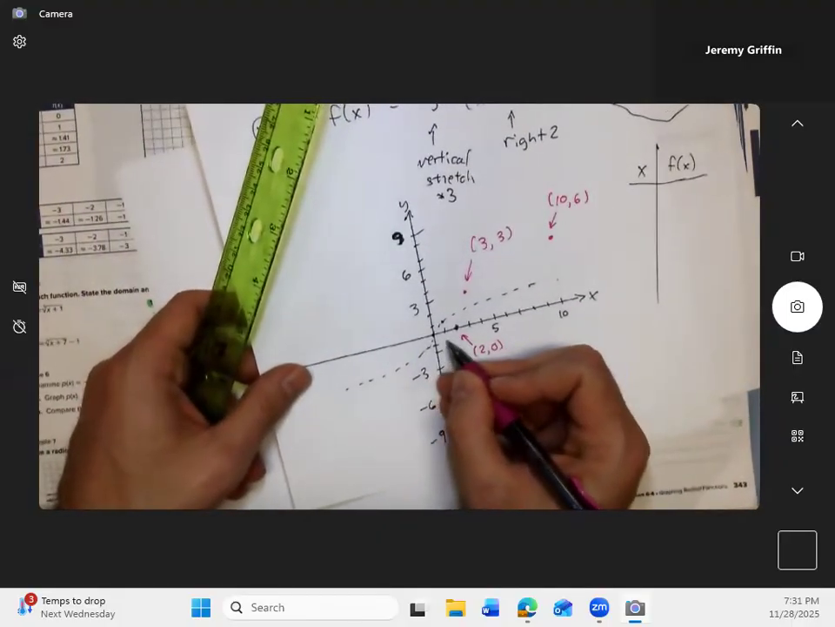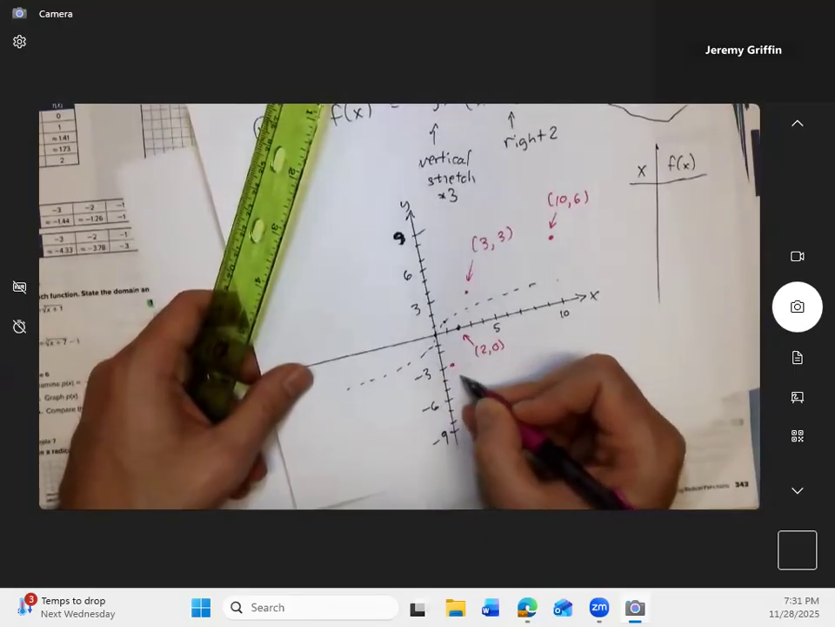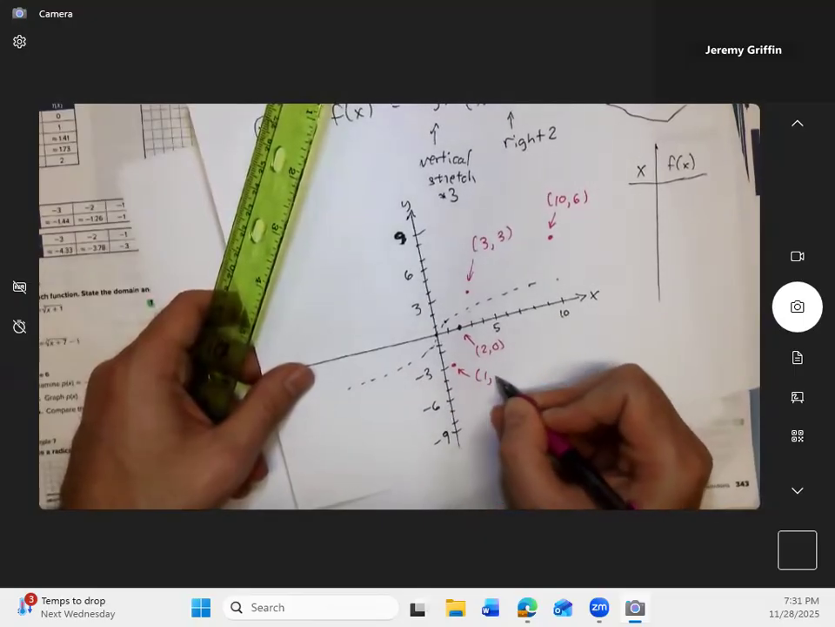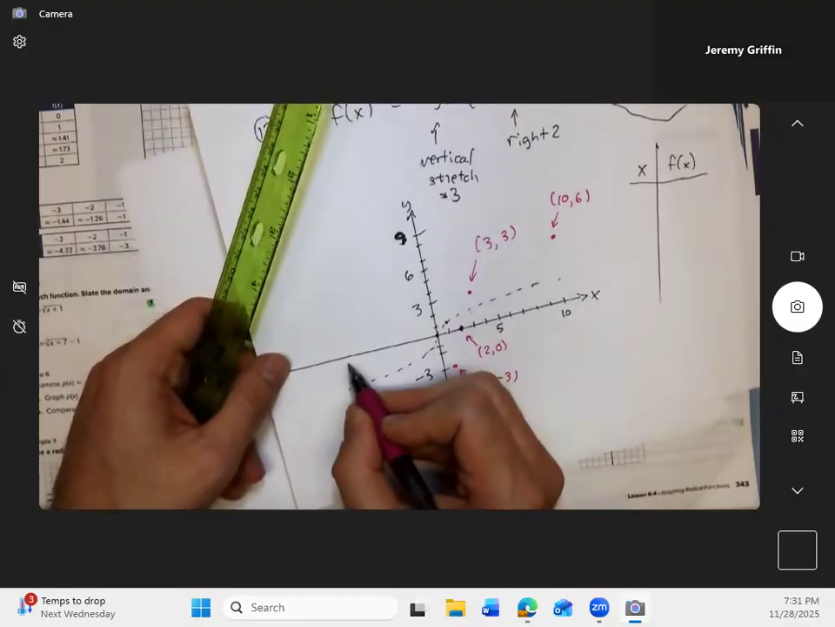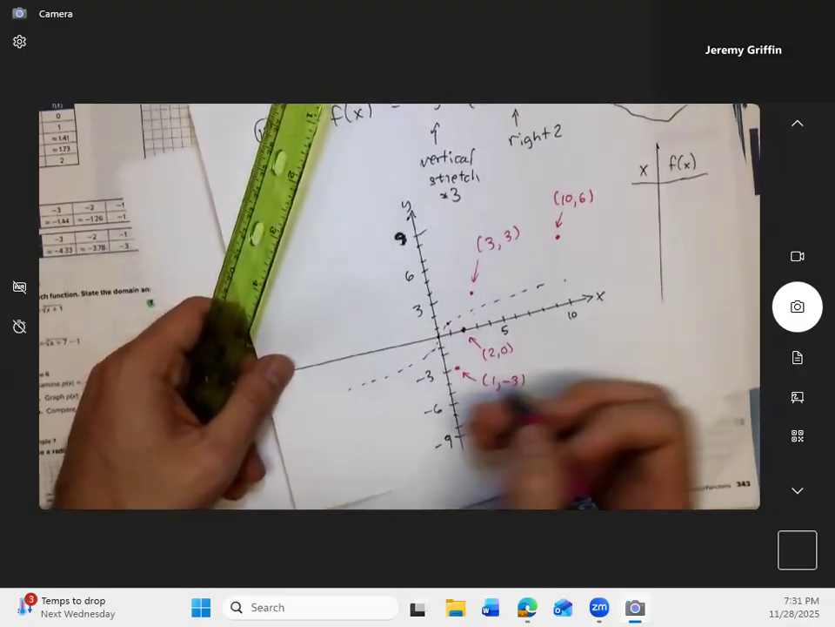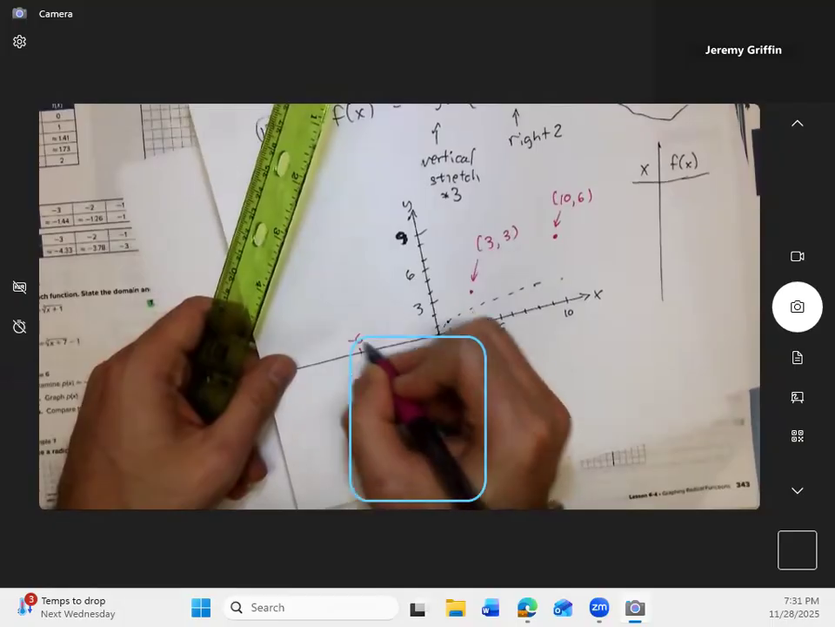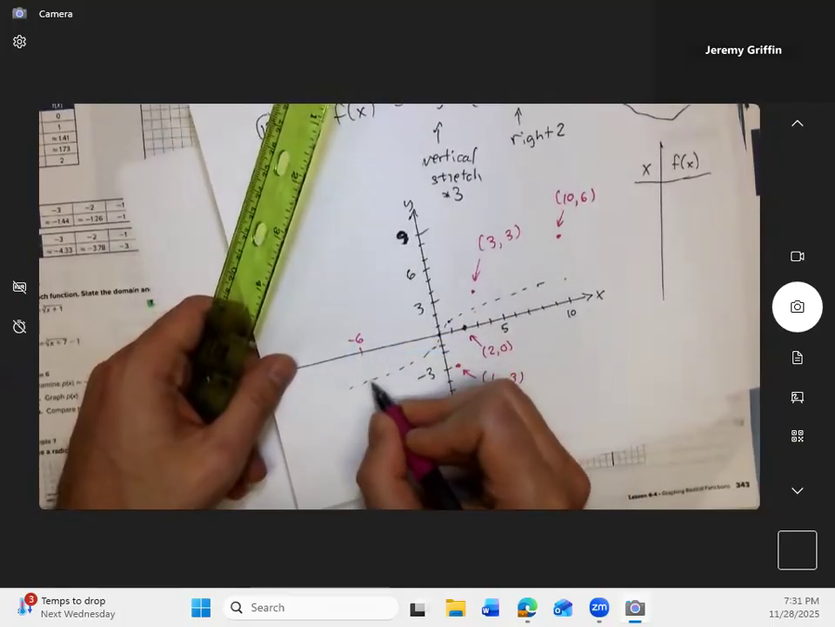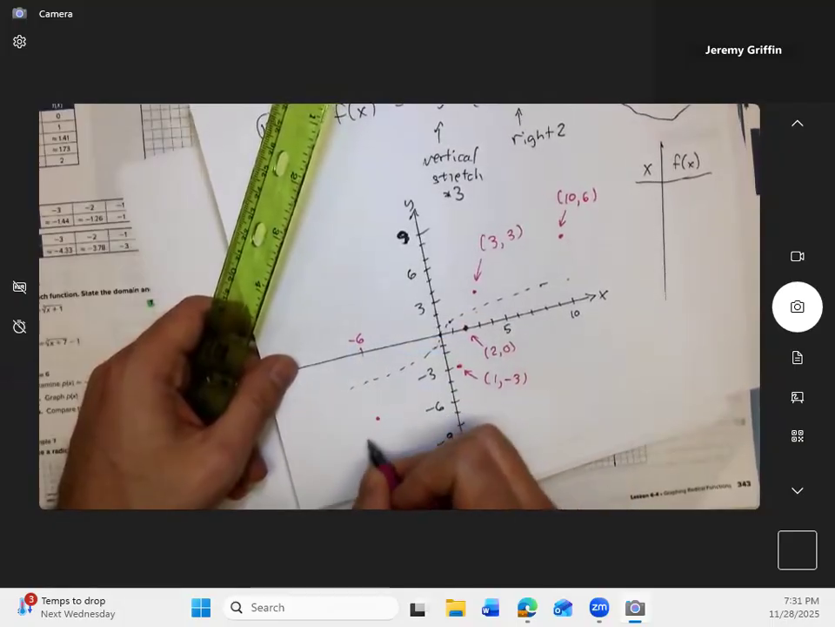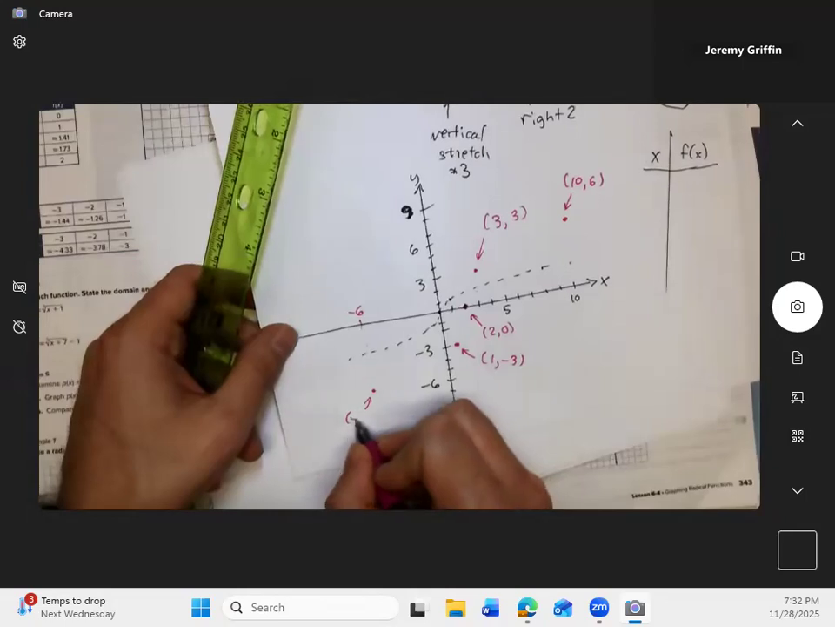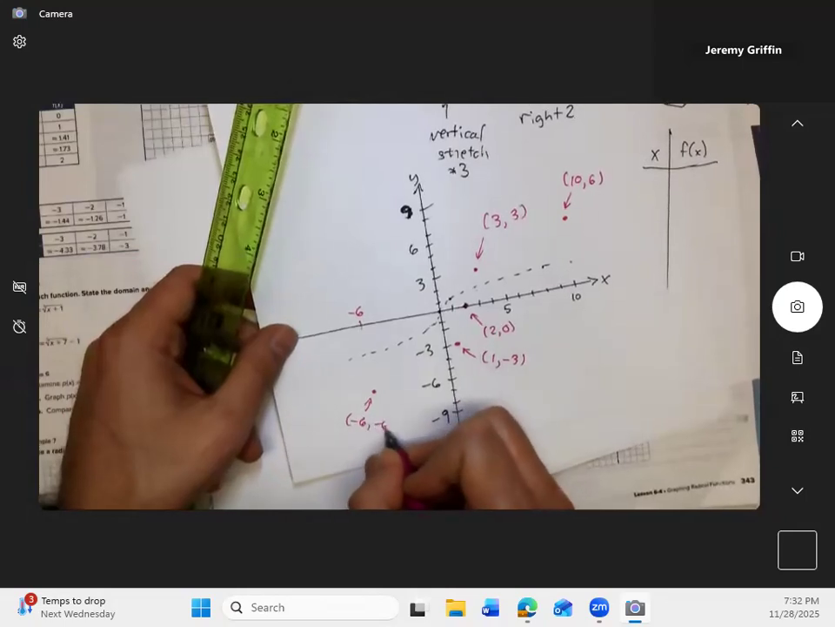-1 was a point, right? 2 times 3 should be this point right here at 1 comma -3. There's also -8, -2. So shift to the right, we get to -6. And -2 times 3 is -6. I'm pretty sure this point at -6, -6 exists.